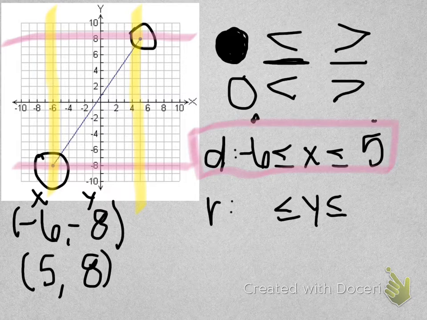Now for my range, same thing. On the left goes your smaller number, so my smallest y is -8, and on the right goes my biggest y, which is 8. And that, my friends, is all you have to do to find domain and range with this one. So this means that -6, 5, -8, and 8 are included in the x and y values for the domain and range, because it is less than or equal to. So it can also be equal to the numbers that you have identified.